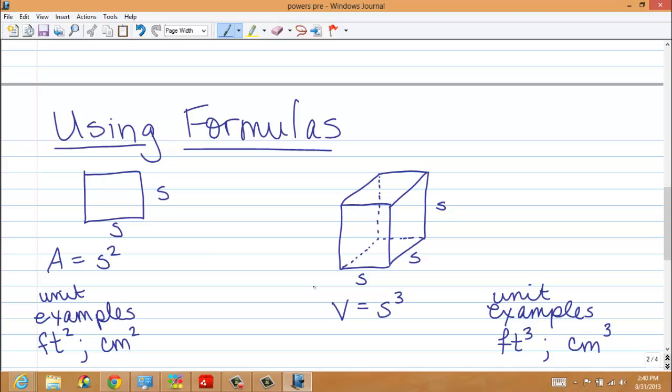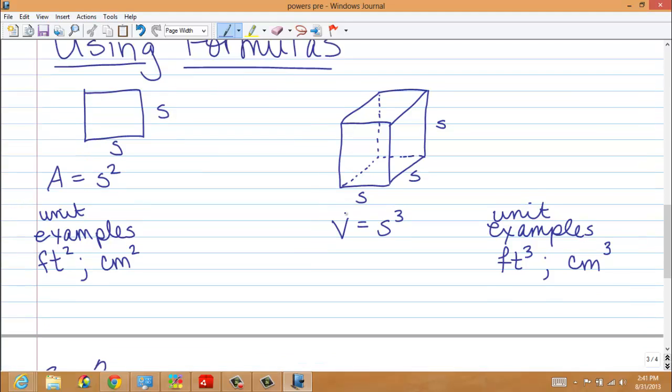Okay? Area is measured in square units, such as square feet or square centimeters. Volume is measured in cubic units, such as cubic feet or cubic centimeters. Okay? Each side is labeled S for a square to indicate that both sides are equal. That's how we identify a square. All sides are equal. And a cube has 6 faces, and each face has to have the exact same dimensions for it to be known as a cube. So we're going to practice using these formulas.